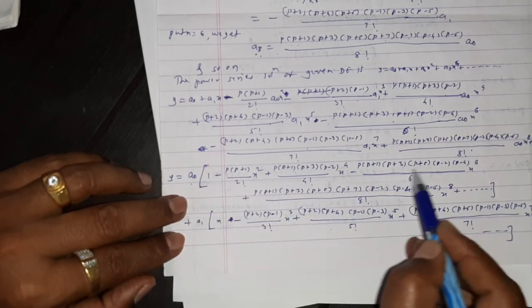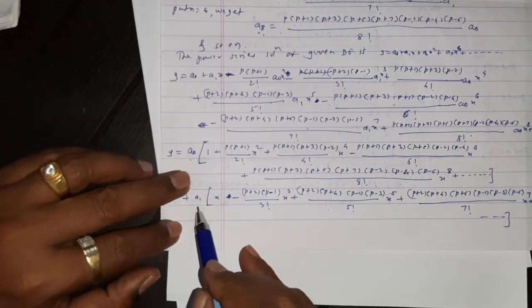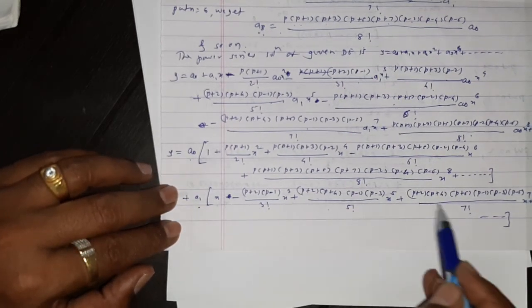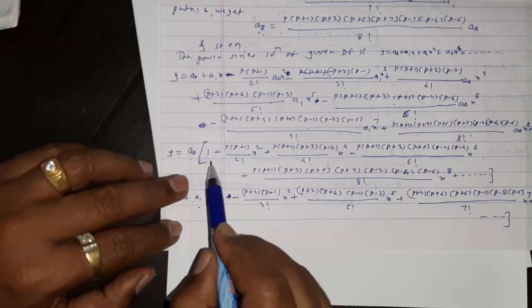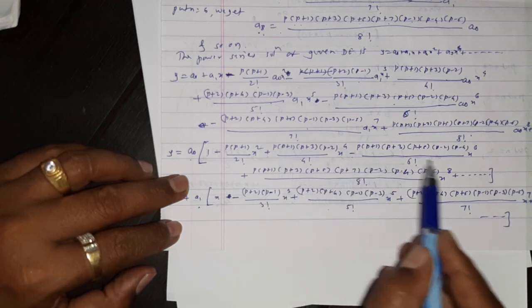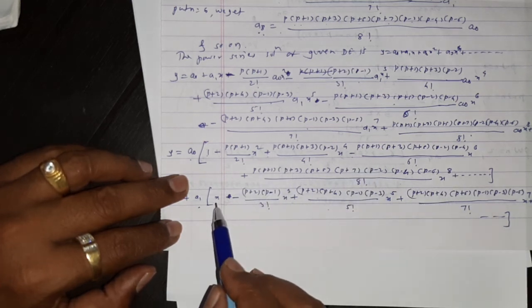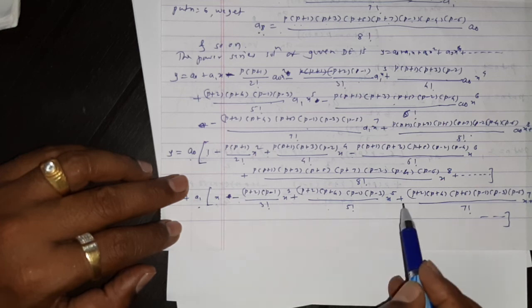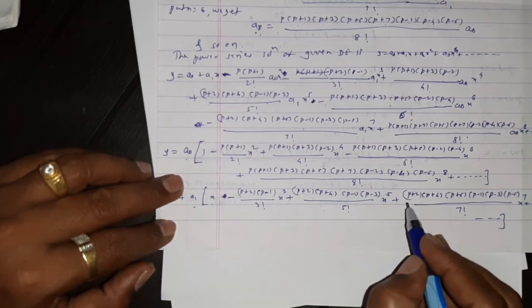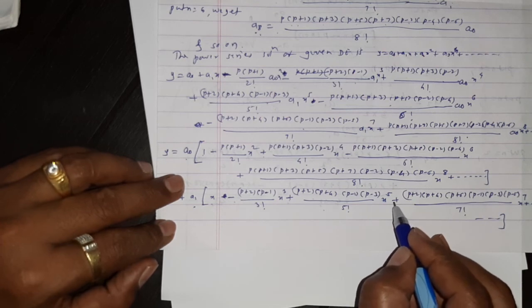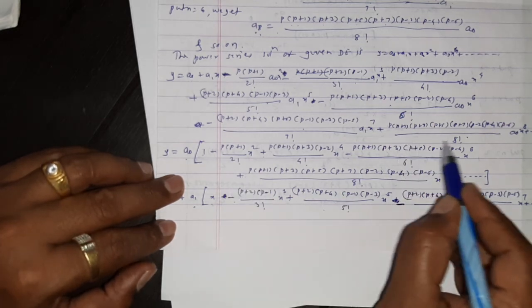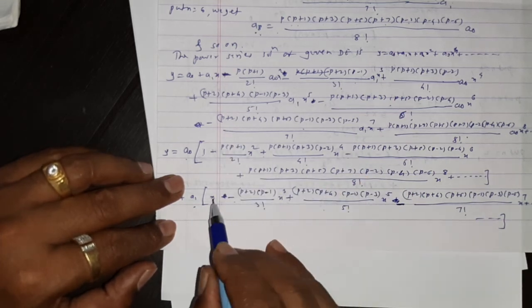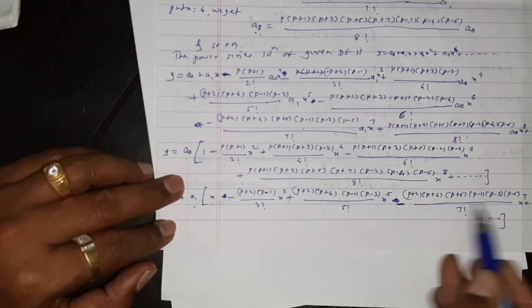And then take this a0 as common. We have this bracket. And take the a1 as common. We have this bracket. What are the terms in the bracket? Here plus term 1, plus, then minus, plus, minus, plus, minus terms. And here is also plus, minus, plus, minus. a7 is a minus term. Here write minus sign, don't write plus sign. So plus, minus, plus, minus terms, then plus term.